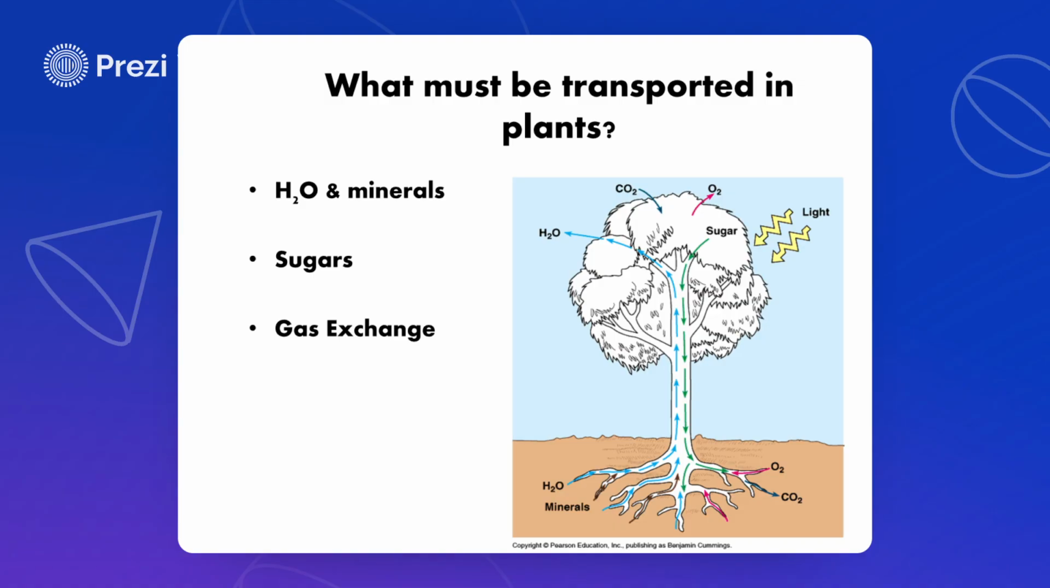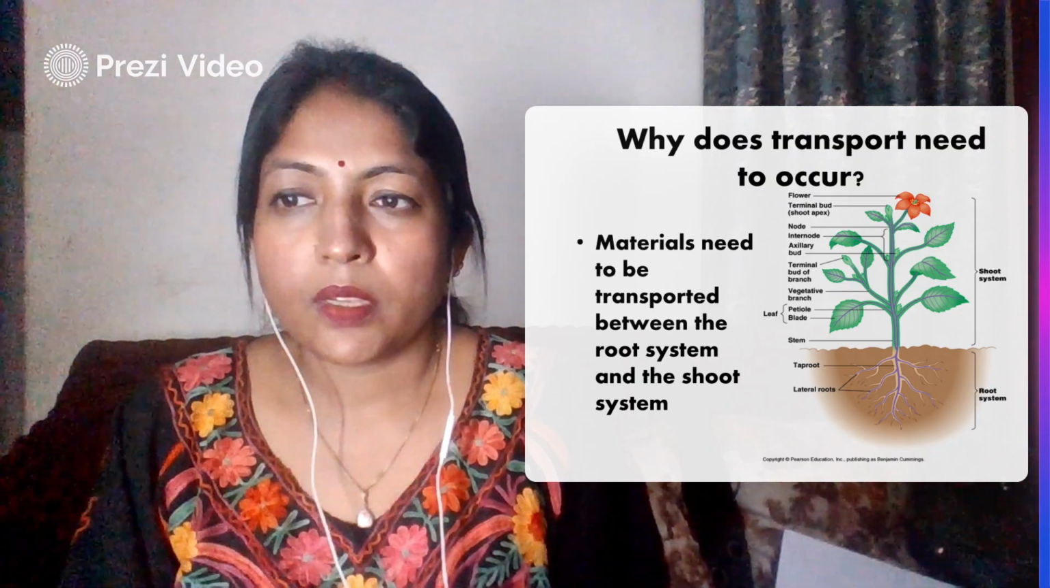Third one is sugar, that is produced in leaves during photosynthesis and transported through the phloem to other parts of the plant for energy or storage. Fourth one is gas exchange, like oxygen and carbon dioxide. They are not transported long distance, but these gases diffuse locally in cells for respiration and photosynthesis.